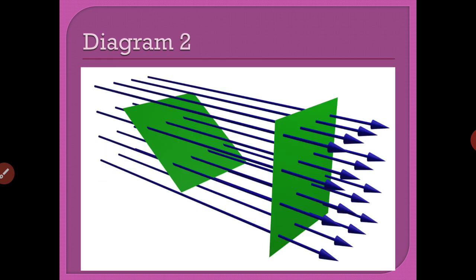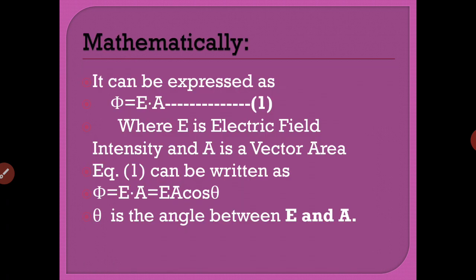In the second diagram it is also clear that when the area is placed straight, so when the area is parallel, many lines are passing, and in the previous one, when the area is tilted, fewer lines are passing. Now mathematically phi is equal to E dot A, and E dot A is equal to EA cos theta.